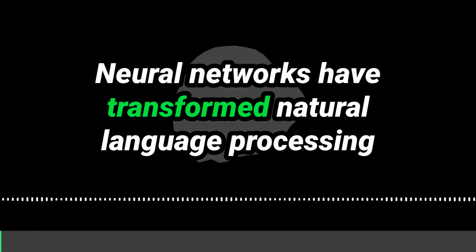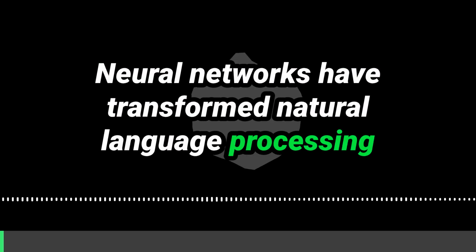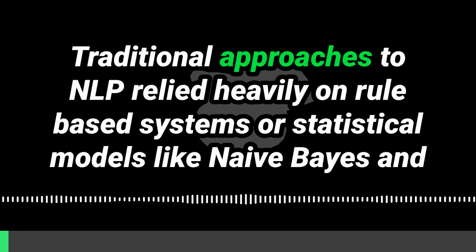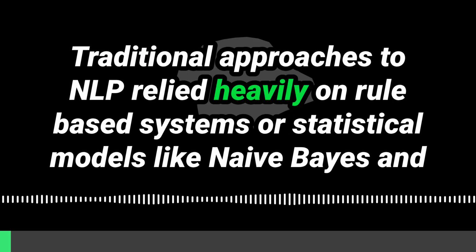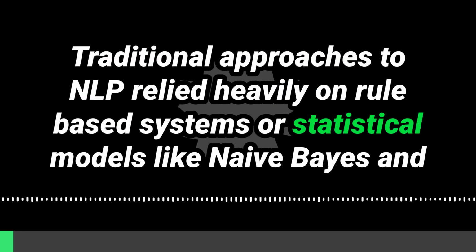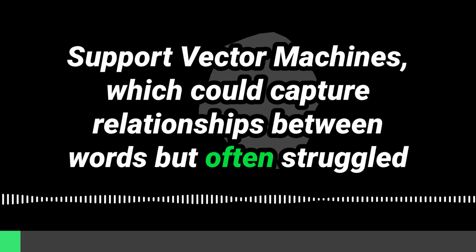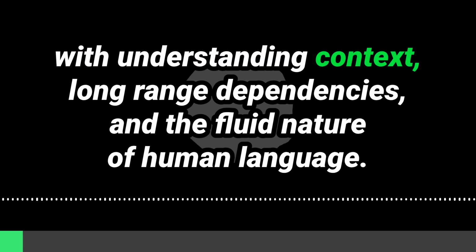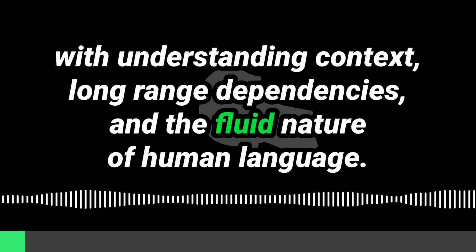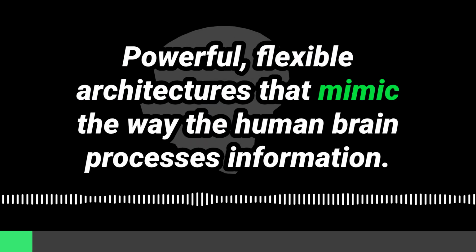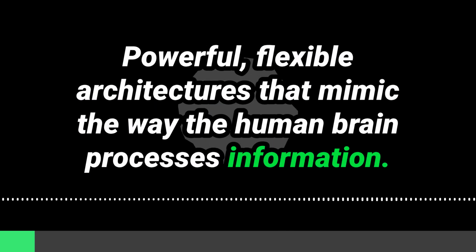Neural networks have transformed natural language processing in ways that were once unimaginable. Traditional approaches to NLP relied heavily on rule-based systems or statistical models like naive Bayes and support vector machines, which could capture relationships between words but often struggled with understanding context, long-range dependencies, and the fluid nature of human language. Enter neural networks, powerful, flexible architectures that mimic the way the human brain processes information.